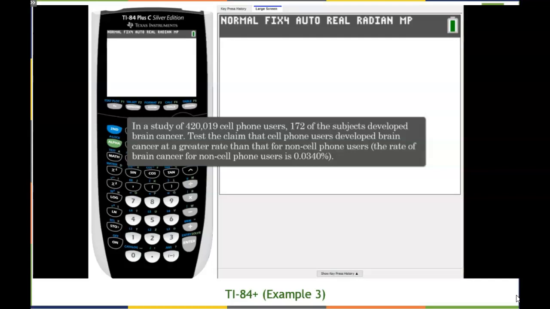And we know the rate of brain cancer for non-cell phone users is 0.0340%. Now, since this is a very critical issue, we're dealing with people's health and possibly their lives, we want to use a very small significance level. We want to minimize the possibility of a type 1 error to a great extent. So we're going to use our significance level of 0.005, meaning our alpha is 0.005.